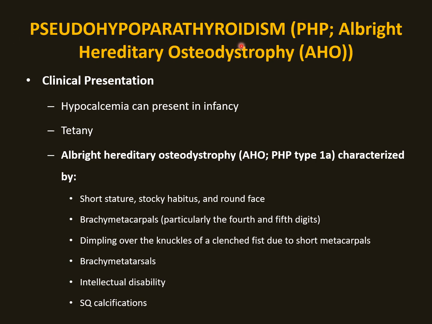Pseudohypoparathyroidism, Albright hereditary osteodystrophy. Clinical presentation: hypocalcemia can present in infancy with tetany. Albright hereditary osteodystrophy type 1 is usually characterized by short stature, stocky habitus, round face, brachymetacarpals, dimpling over the knuckles of a clenched fist due to short metacarpals, brachymetatarsus, intellectual disability, and subcutaneous calcifications. Very common in the board.